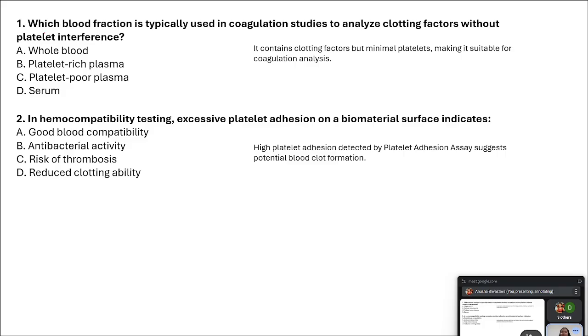The first question is: which blood fraction is typically used in coagulation studies to analyze clotting factors without platelet interference? We have seen that in coagulation studies we need platelet poor plasma, right? Why? Because it contains clotting factors but minimal platelets, making it suitable for coagulation analysis. Otherwise, there would be interference caused by platelets.